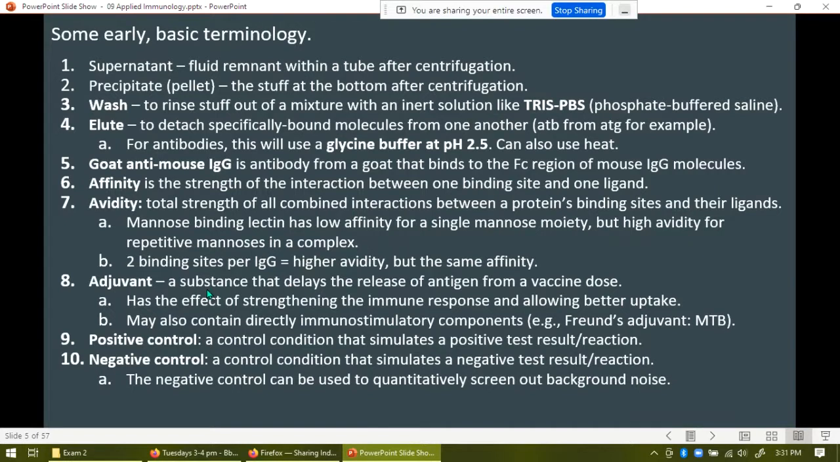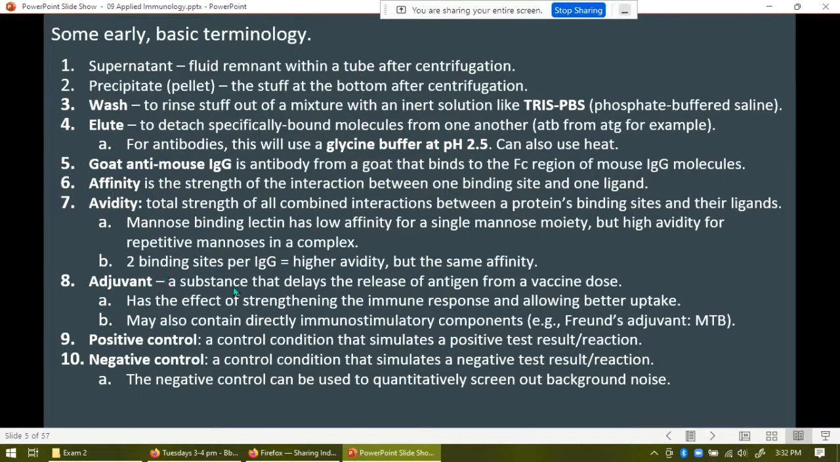So IgM has 10 binding sites because it's a pentamer, right? And there are 2 binding sites per monomer. So it has 10 total binding sites, meaning IgM has a lot of avidity for antigen. But IgM is actually usually lower in affinity than IgG because it doesn't undergo somatic hypermutation.